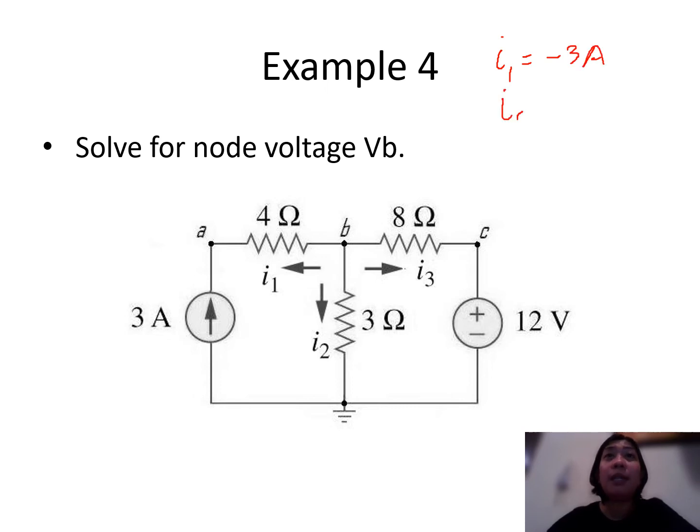Okay, and then let us write our equation for I2. Our I2 is equivalent to VB all over 3. Okay, and then let us write our equation for I3. So this is already easy for you.